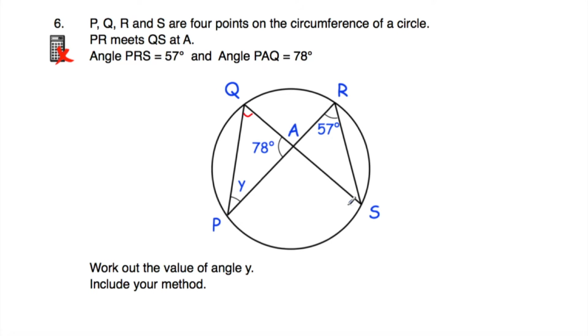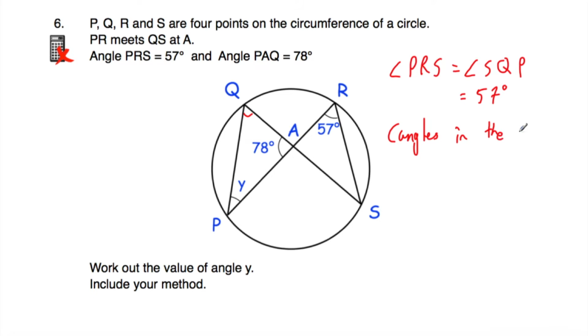Because we've got the points P and S, and we've got 2 lines that go up and meet at R, and then we've also got 2 lines that go up and meet at Q, these two angles will be the same size. So angle PRS is equal to angle SQP, and that's equal to 57 degrees. And that's because they're angles in the same segment. I'm just going to jot that down.